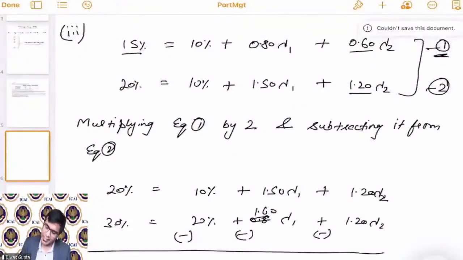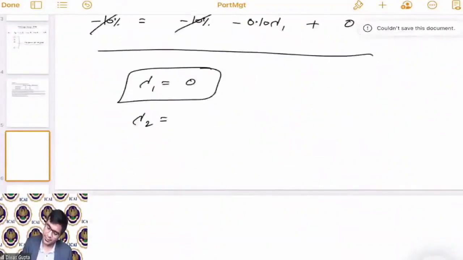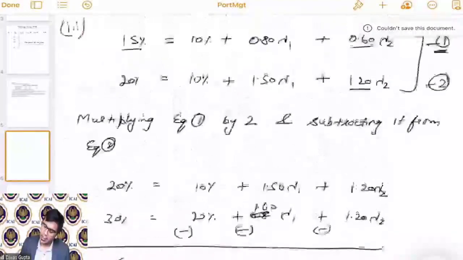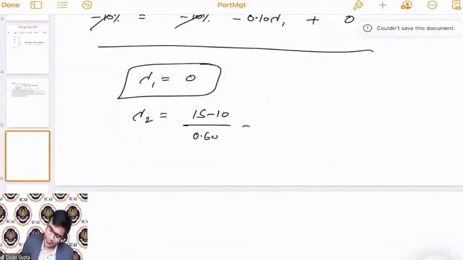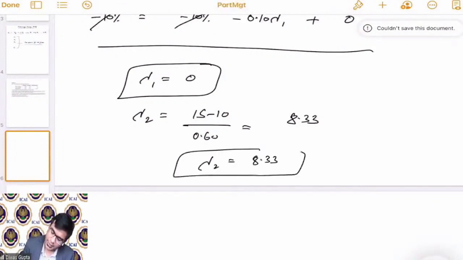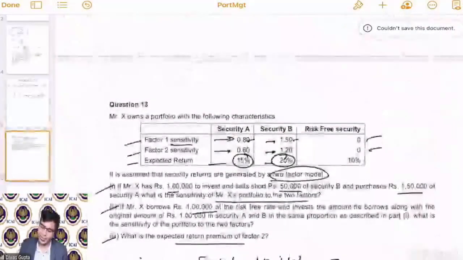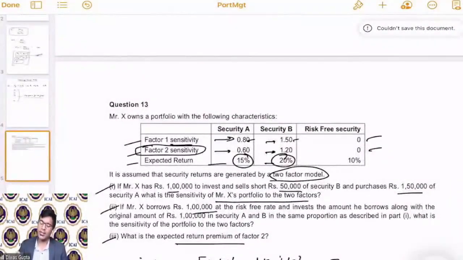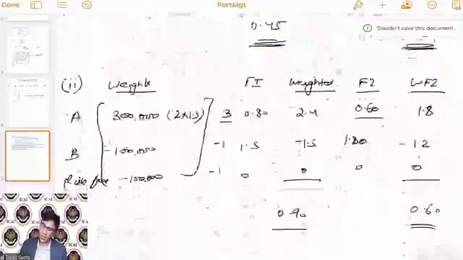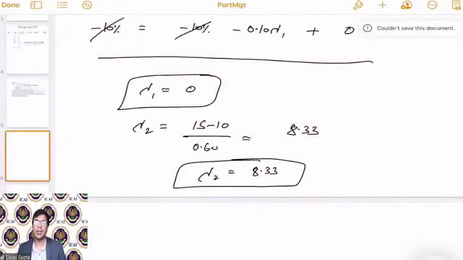So 15 minus 10 divided by 0.60, correct? So this comes as 8.33 percentage. So this is the factor for risk premium for the second factor. So basically the second factor sensitivity, the risk premium here is coming as 8.33 percentage.